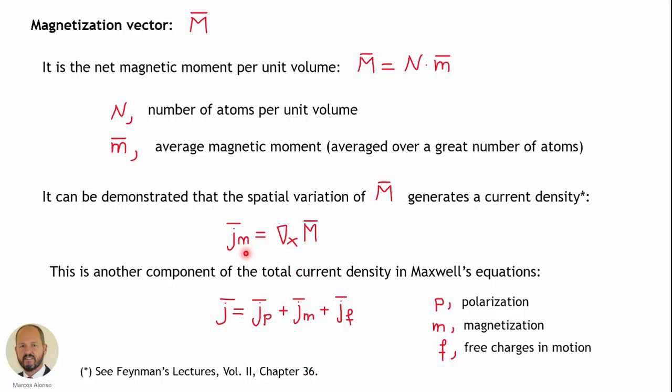So what is important is to remember that we are going to have a current density due to magnetization, which is equal to the curl of the magnetization vector. And then this is another component of the total current density that we have in Maxwell's equations. So the total current density has 3 components. One component is due to the polarization in dielectric materials. The other component is due to magnetization in magnetic materials. And finally, we have the current density due to the movement of free charges in conductors.